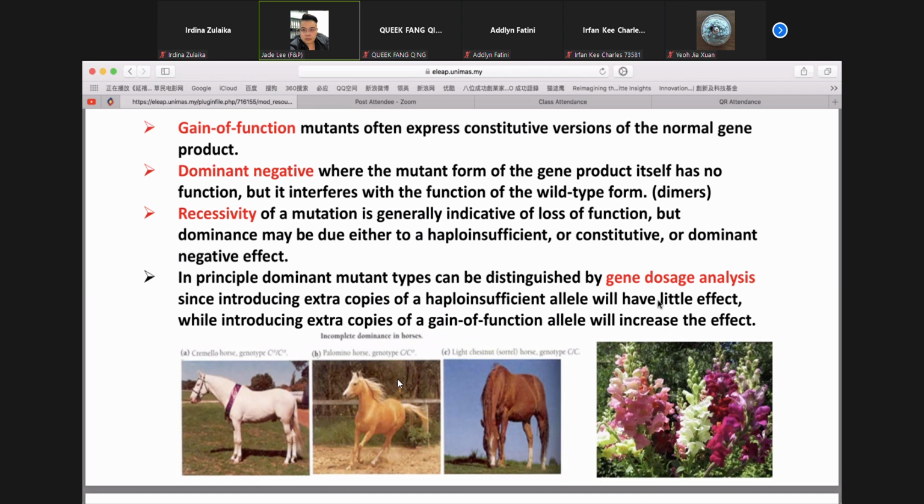Tapi kalau di extra copy gain of function, effect yang lebih tinggi lagi. Kalau haploinsufficiency, walaupun dia increase satu copy, dia tidak jelas lagi.